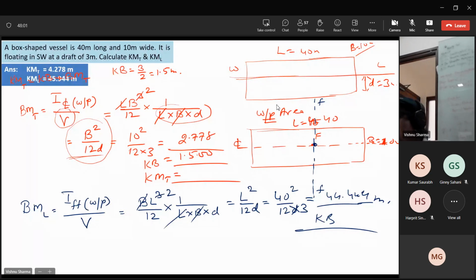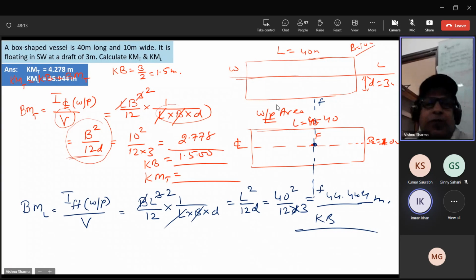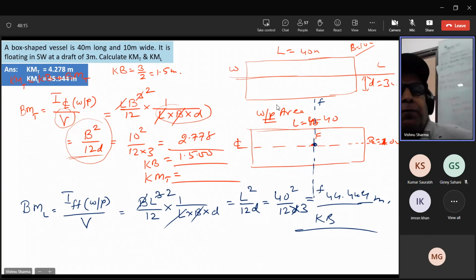Sir, so this BM longitudinal, what we got, 44.44, we have to add with the KB 1.5. That's it. And then only it will become KML, no beta? KML, yes. That is 45.94 meter. Yeah, right, the answer is on screen, 45.944, beta. Okay, sir. You can see the answer on the screen. Yes, that's correct.